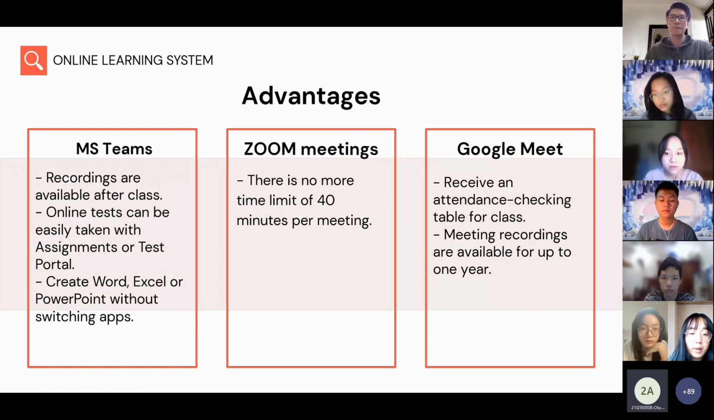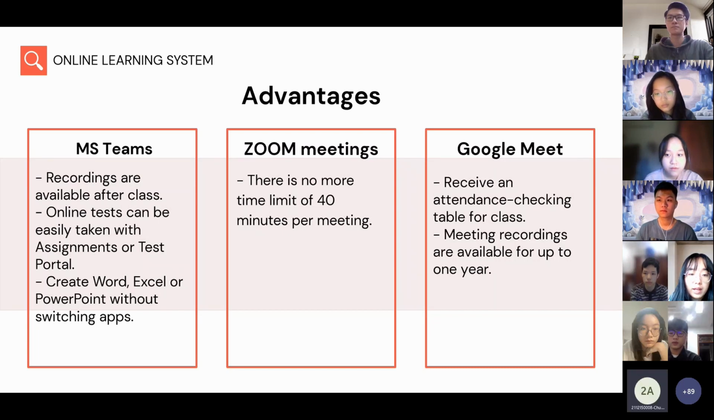Also, there is information such as the emails of teachers and your classmates on Microsoft Teams, so it would be better for your contacts. Next, we have Zoom meetings. When using an edu email, there is no more time limit of 40 minutes per meeting. And last but not least, we have Google Meet. When using Google Meet, teachers can receive an attendance checking table for class, and the meeting recordings are available for students to see for up to 1 year.